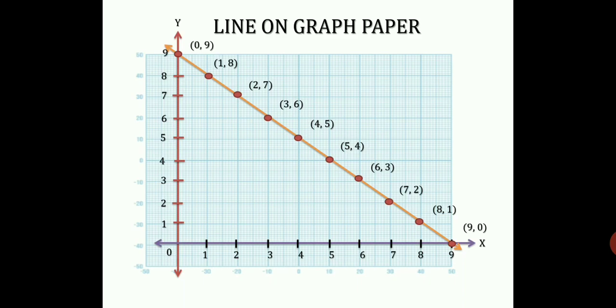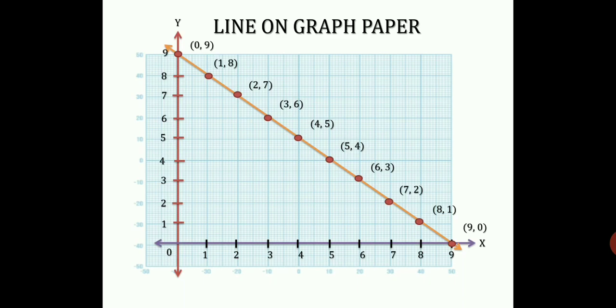So (0, 9) means the x coordinate is 0 and the y coordinate is 9. (1, 8) means the x coordinate is 1 and the y coordinate is 8. What is the similarity in these coordinates? When you check, the sum of the x coordinate and y coordinate is 9: 0 plus 9, 1 plus 8, 2 plus 7, 3 plus 6, 4 plus 5 all equal 9.